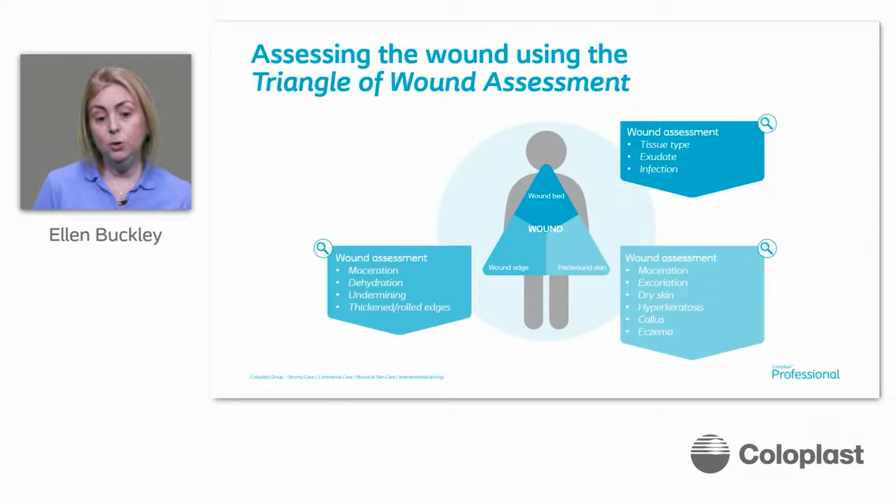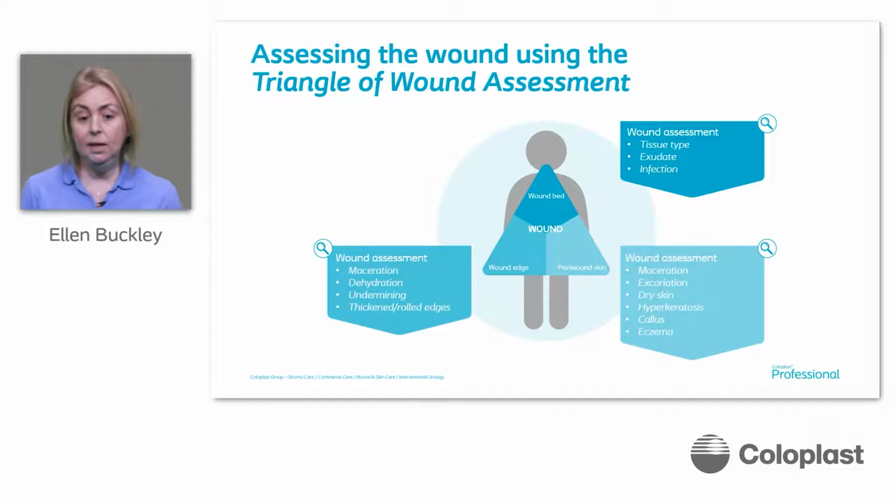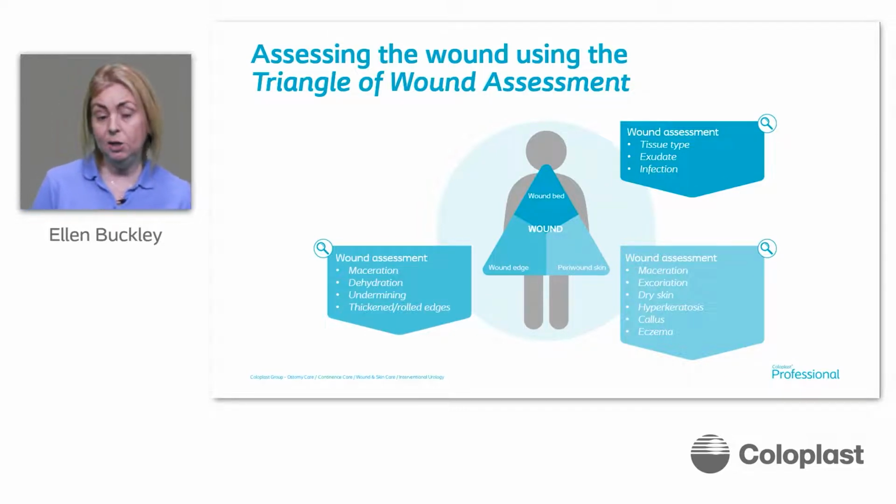So when we look at the wound bed, we're essentially looking at tissue type again. So what colour is that tissue? How much of it is there? Is that something that we need to incorporate into our management plan because we've identified that there's devitalised tissue that needs to be removed? We also look at exudate, and we also look at signs and symptoms of infection that might need to be incorporated as part of our wound management plan.